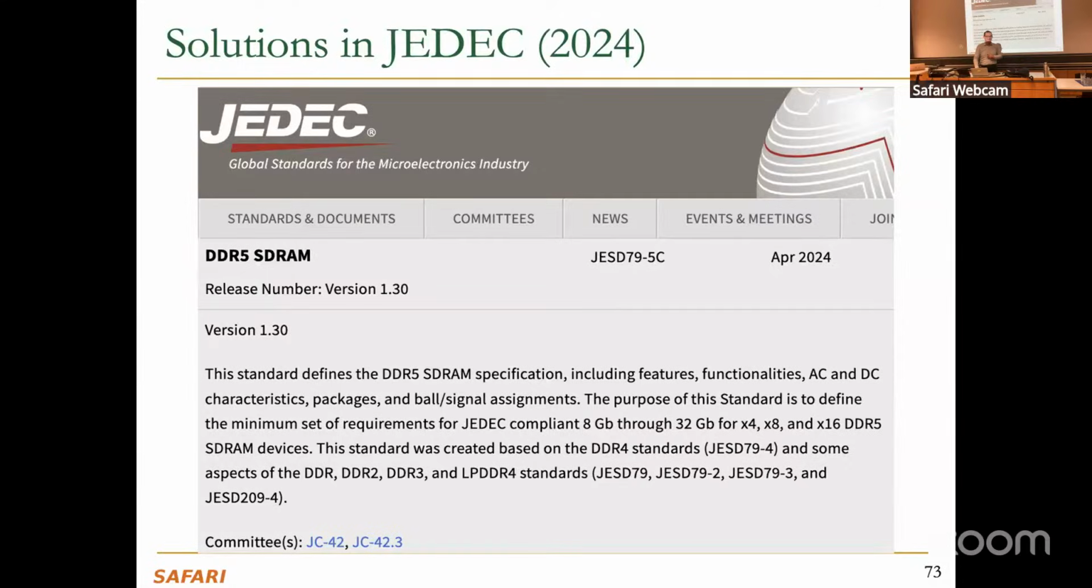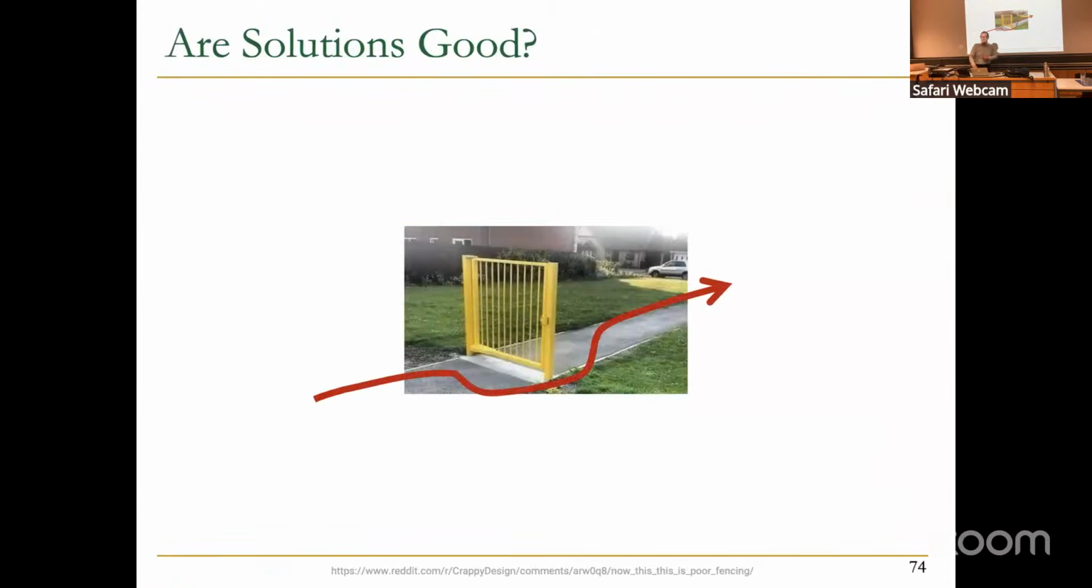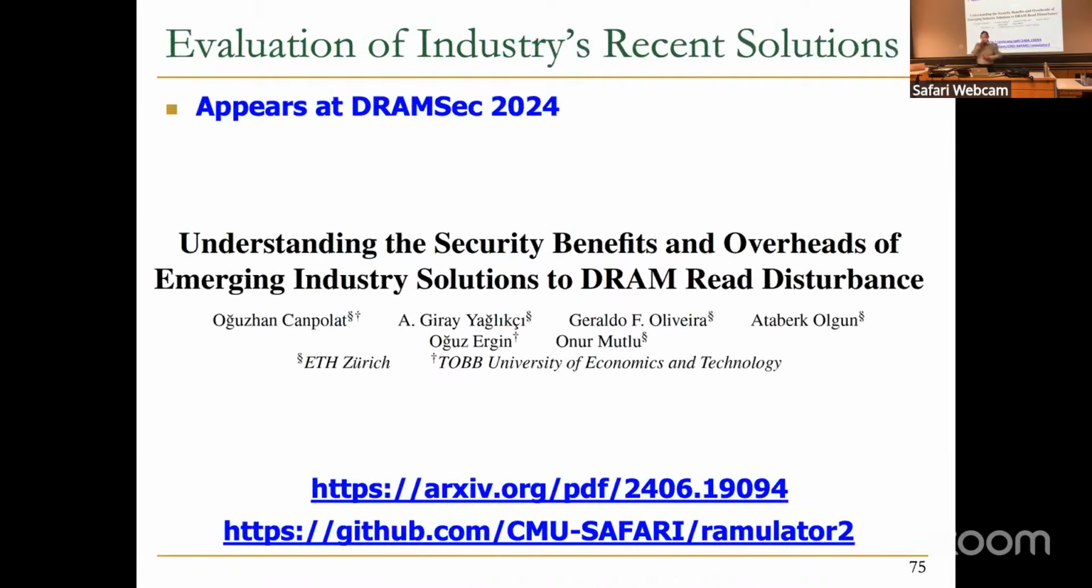Okay, so the question always is, are solutions good, right? I like this picture. So this is solving a problem that probably can be solved in a better way. We actually evaluated the solutions after they came out, and we published this paper in DRAM-Sec and showed that even if you perfectly configure these per row activation counters, meaning perfectly safely, you need to determine thresholds exactly, RowHammer thresholds. You do all of that. Even then, you need to be careful in terms of making it secure, and you need to be careful in terms of making it high performance.